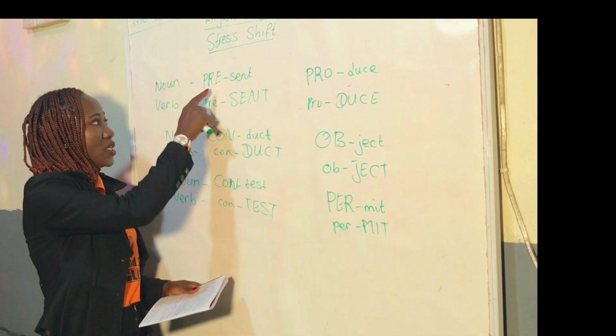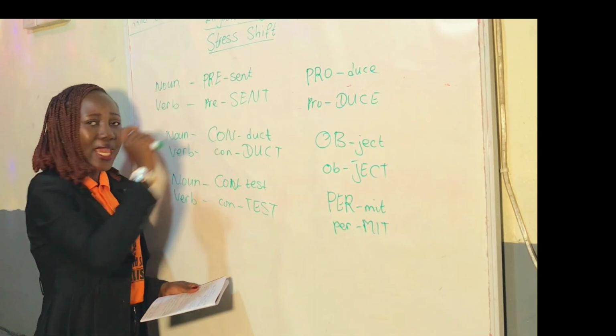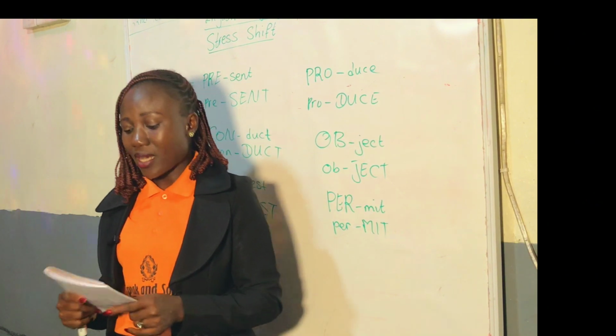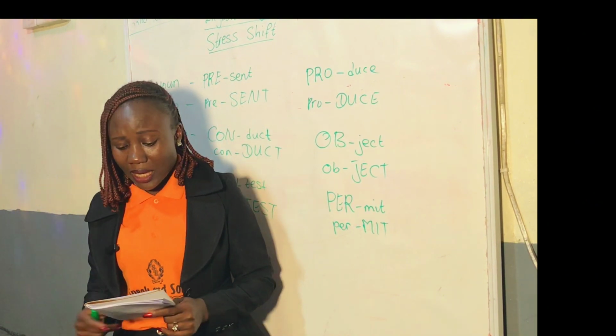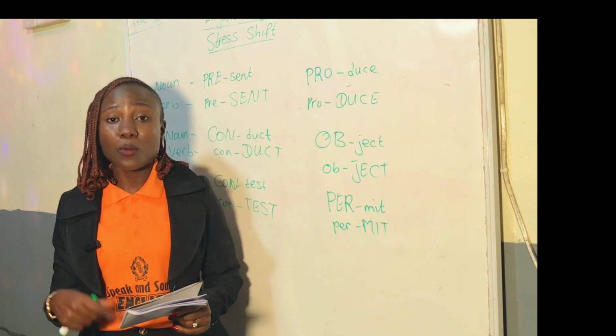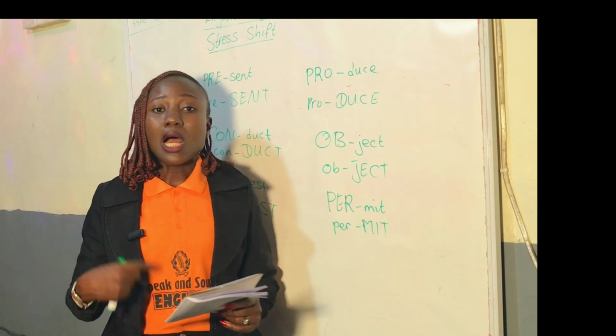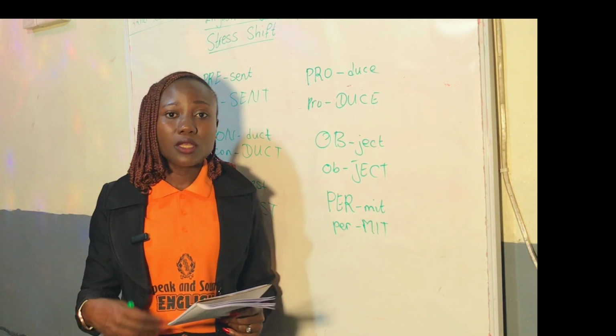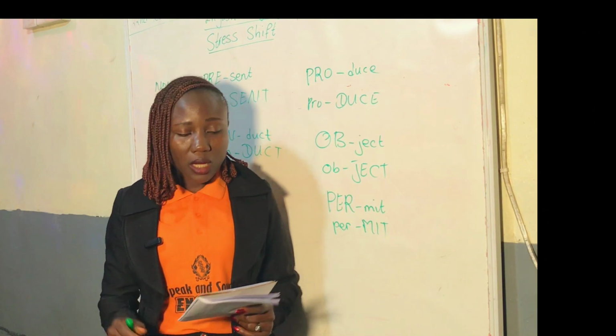Example number 1, we are using present and present in one sentence. And our sentence says, I'll be at the wedding ceremony to present the present to the couple.